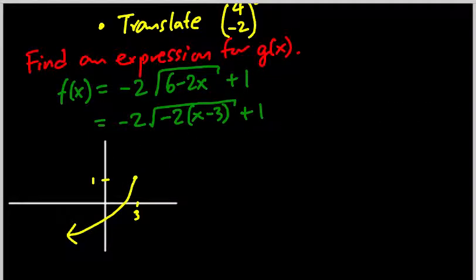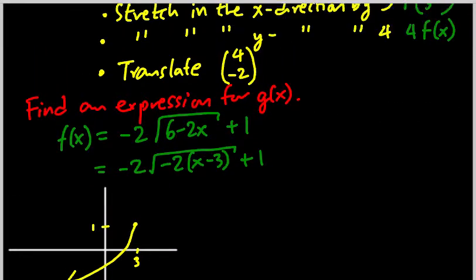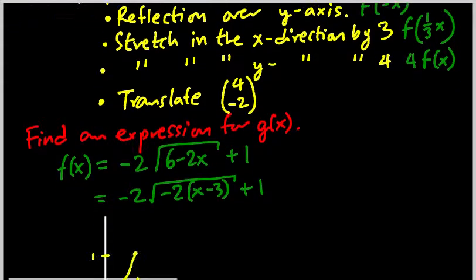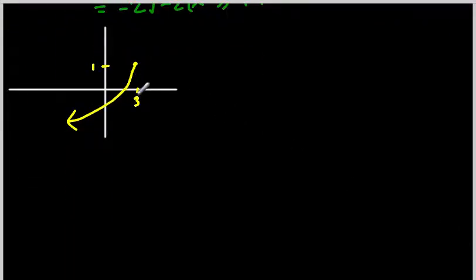Now let's go through the transformation step by step. The first transformation is a reflection over the y-axis. If there's a reflection over the y-axis, that means all the x's are affected but not the y's. So in other words, this 3 will become negative 3, but the 1 doesn't change. So this point here will be reflected there, and then it's just simply going to go like this. It's just a reflection over the y-axis, so it looks like the exact opposite direction.